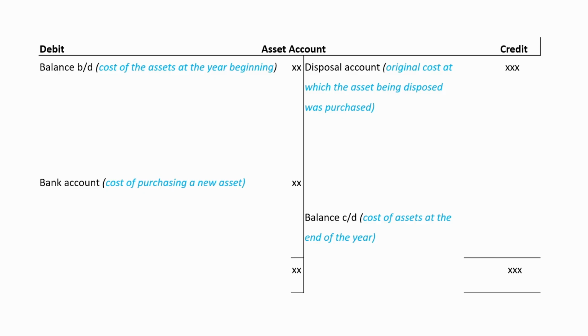So as you have seen, the asset account is maintained at cost. It is very important that you remember that the asset account is always maintained at cost, not the net book value.